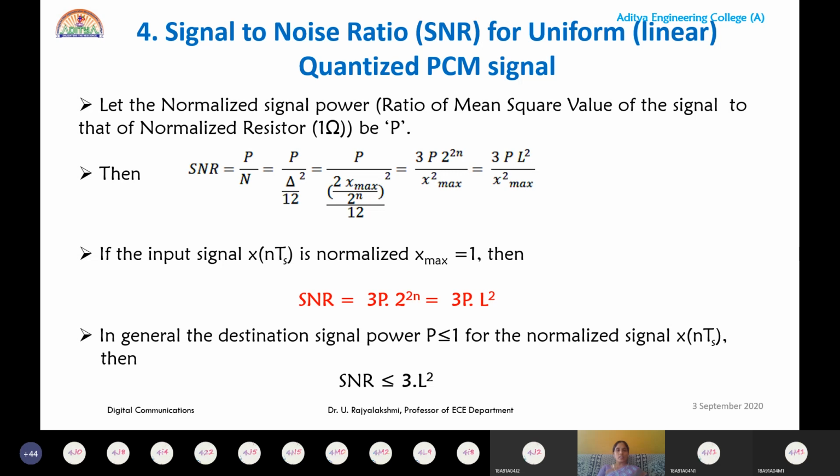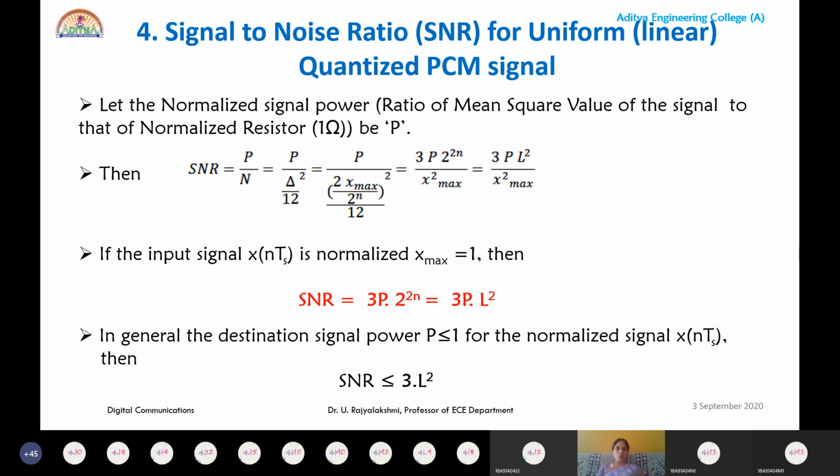Now, the above one is a general expression. If, for example, you consider the input signal x of t as a normalized signal, then the maximum magnitude will be 1. So that's why you can replace x max as 1. If you replace x max as 1 in the denominator, the SNR expression will be 3PL square, because 1 square is 1 only. So directly you will get 3PL square as the general expression for SNR under normalized input.